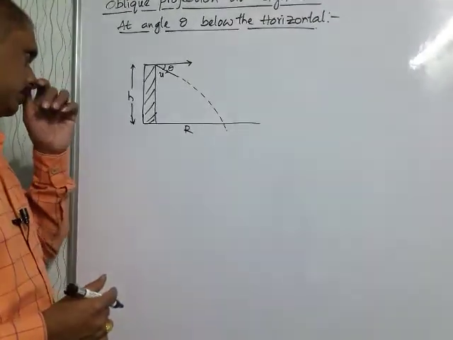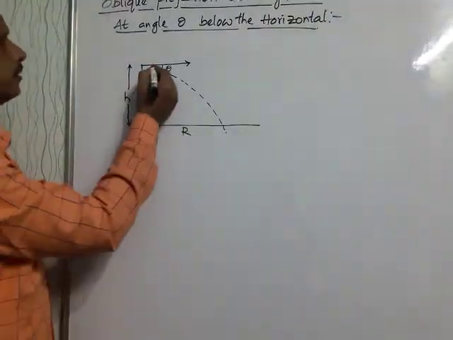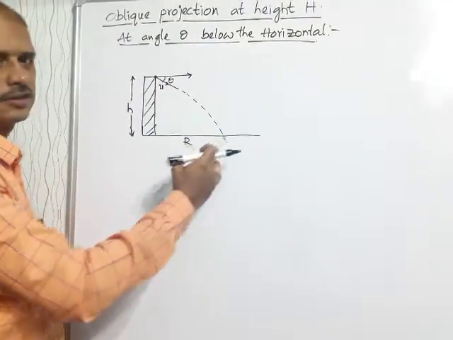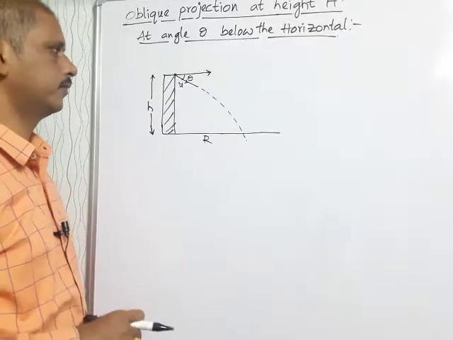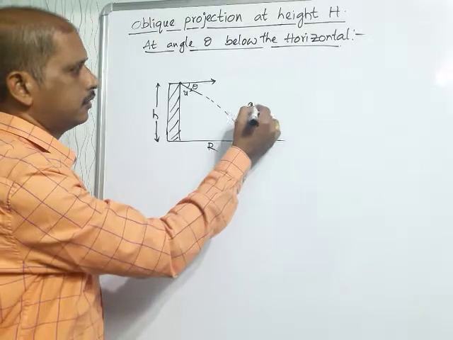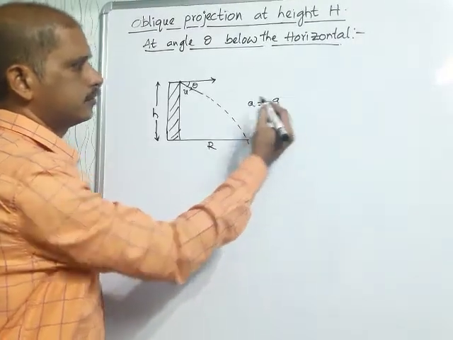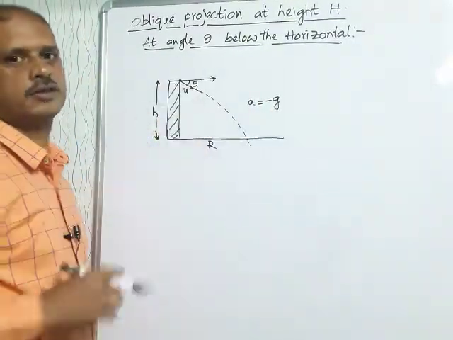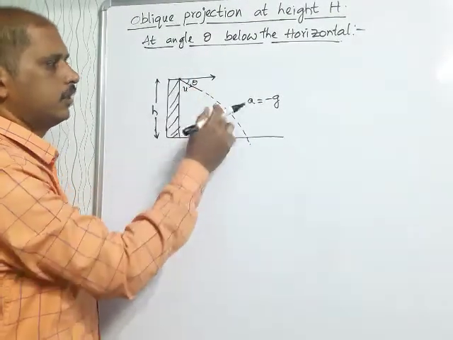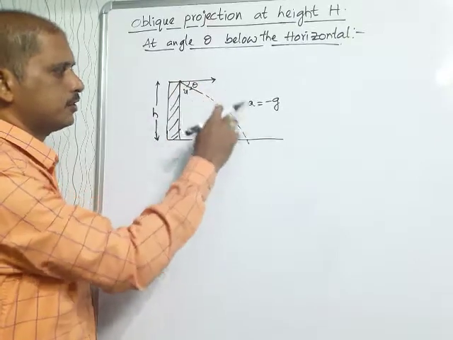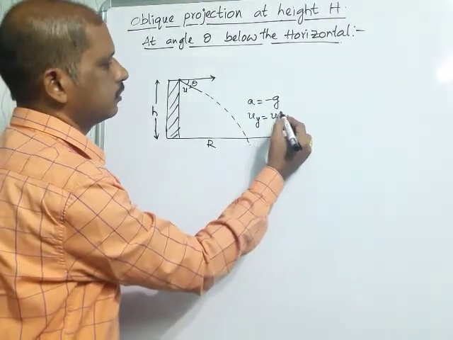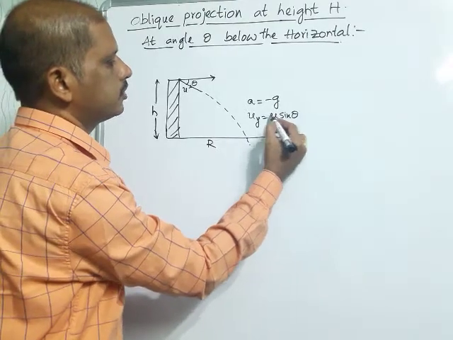Now what is the condition here? See that this is considered as the origin point. So below that everything you have to consider negative. So when it is coming down, the acceleration due to gravity a is equal to minus g. Why? Because it is below that horizontal. And one more thing is the vertical velocity also is coming down. So vertical velocity uy is equal to u sine theta. This is also negative.